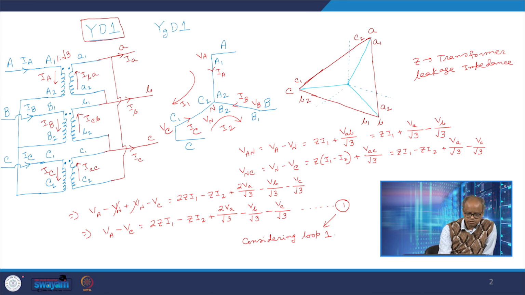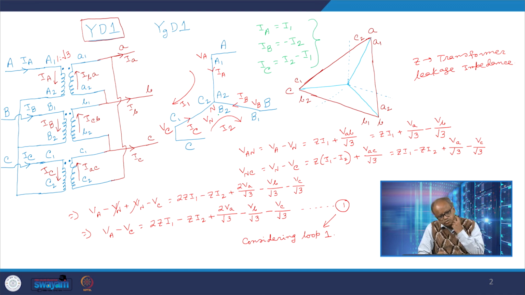Okay, so from this diagram, let us write down the current relations. IA would be equal to I1, IB would be equal to minus I2, and IC would be equal to, in this direction, I2 minus I1, correct. So this would be the current relation, which we were actually using. IA is equal to I1, so we have already done it.